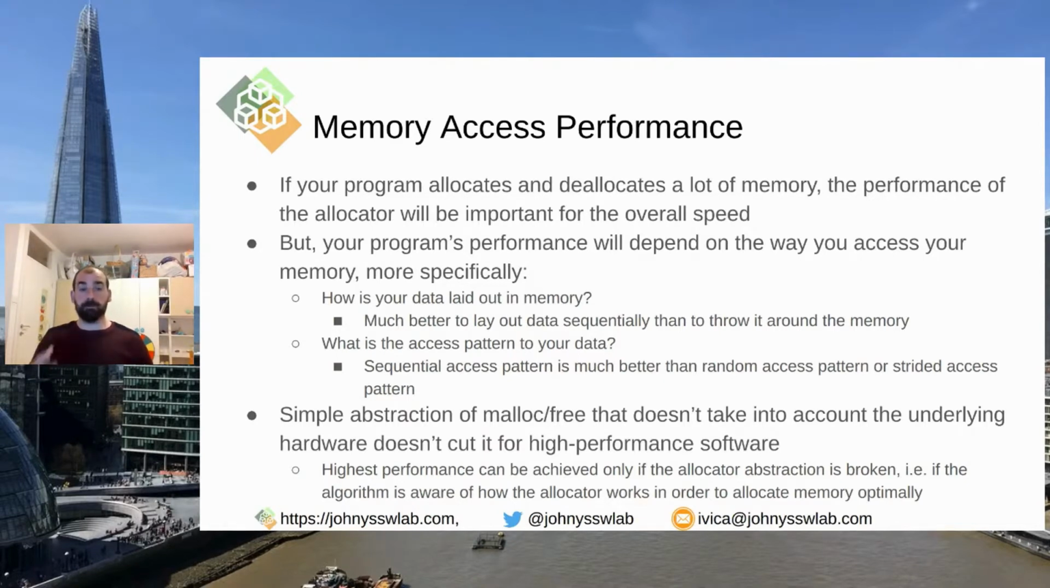When you're talking about peak performance, a simple abstraction of malloc and free doesn't take into account the underlying hardware, and doesn't cut it for high performance software. So when you have your data structure and your allocator, if you keep them completely separate as black boxes, completely unaware of one another, you won't reach peak performance. You need to break this abstraction and actually merge those two things together. So the data structure must be aware of how the allocator allocates the memory. Okay.